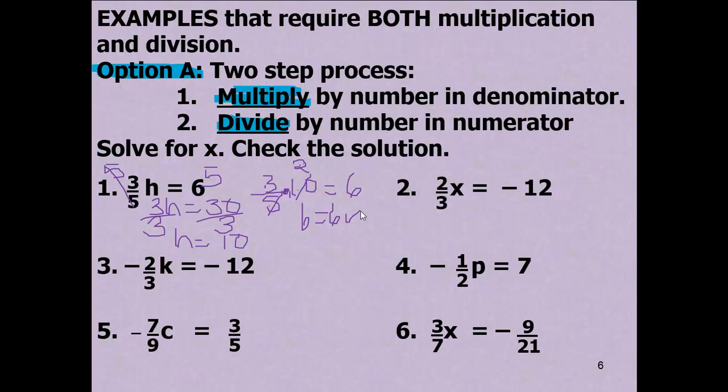All right, welcome back. I'm going to first multiply by 3, and I'm left with 2x is equal to negative 36. And then I'm going to divide by 2. X is equal to negative 18. If I plug that in, I get negative 36 over 3. That simplifies to negative 12.